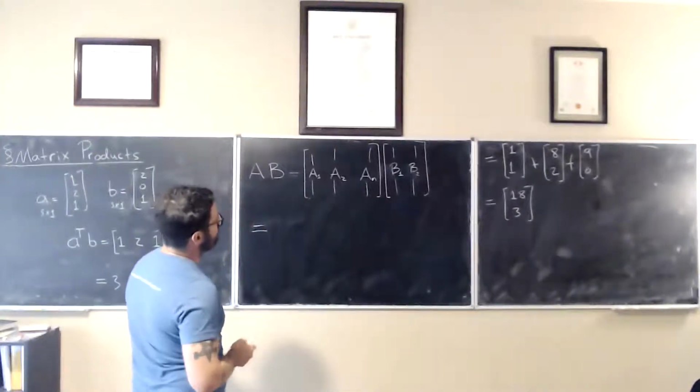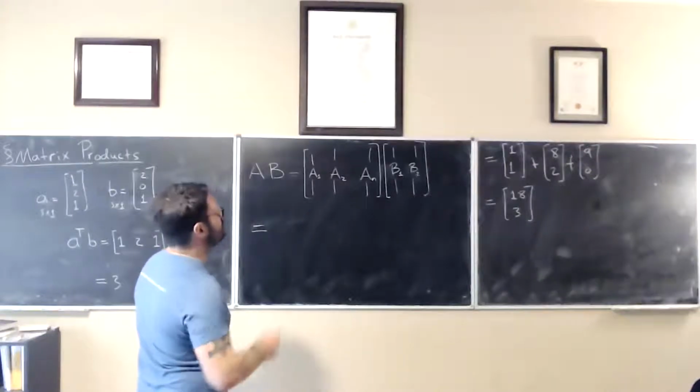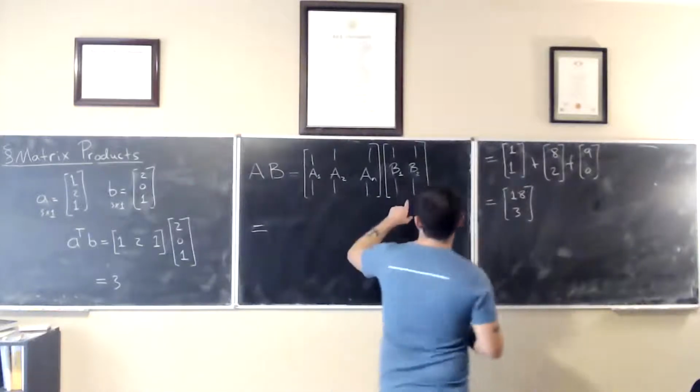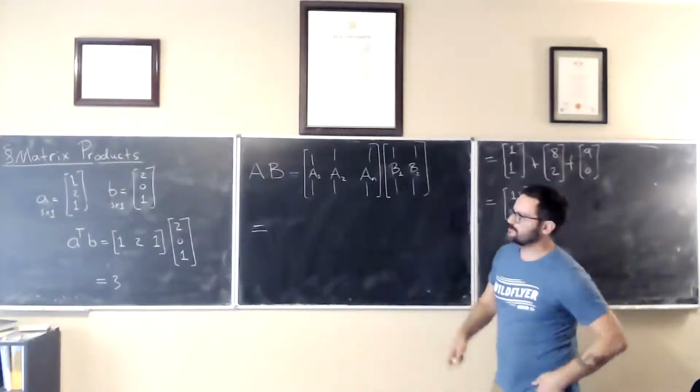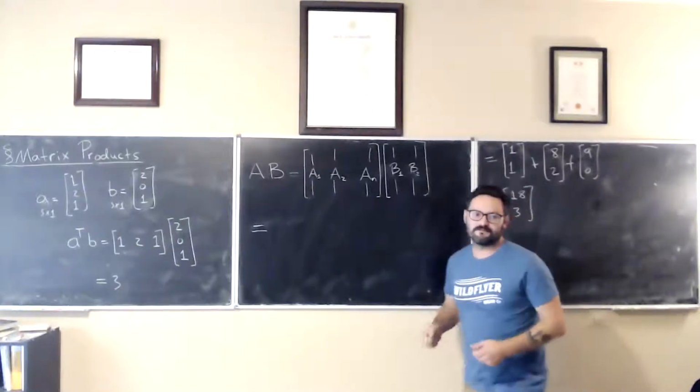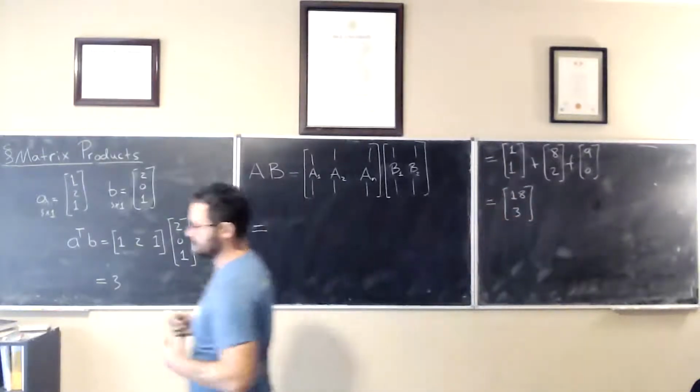Okay. Can you guess the size? Also, how many rows? Okay, that's the first question. How many rows must the matrix B have? How many rows?